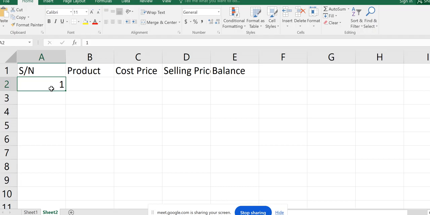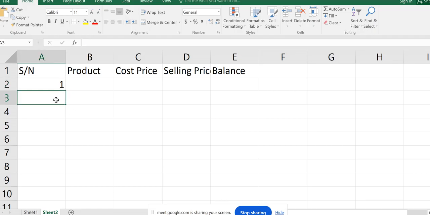So how do you now do that? To make it easier, we make use of a function called the autofill. The autofill function. What do we do about the autofill? Instead of me typing 1 to 100, I just type 1. You understand?